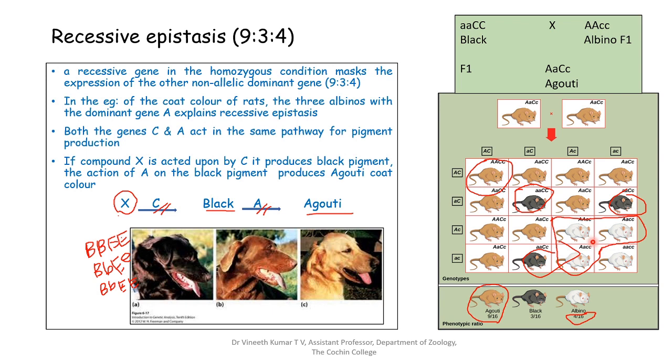The explanation was that because of this homozygous recessive condition, this particular synthesis does not happen. As a result, even though capital A is present, it will have the feature of a double recessive, which is albino. So that's all with this particular topic, which is called epistasis.